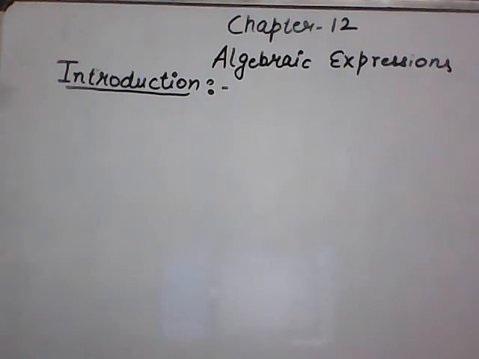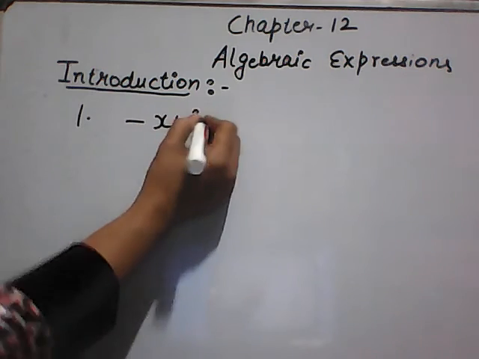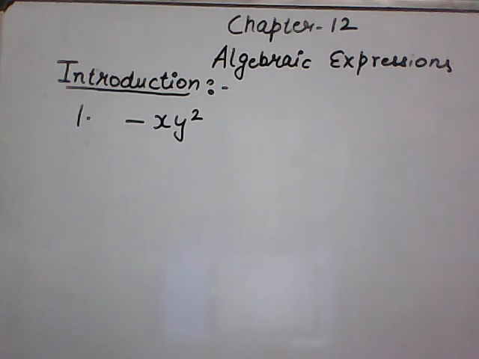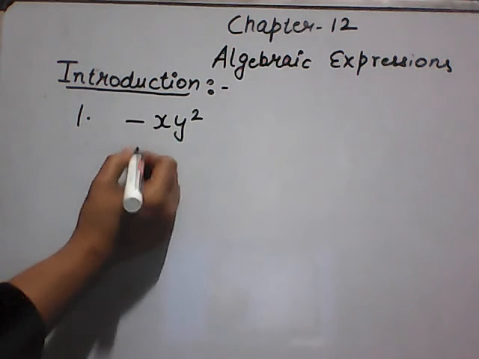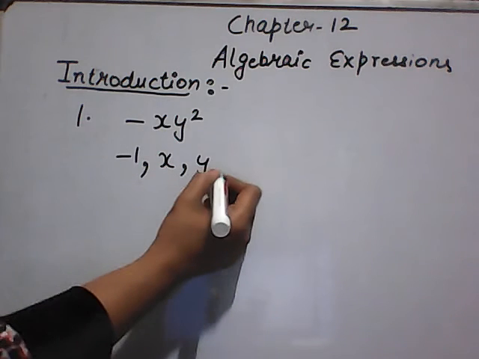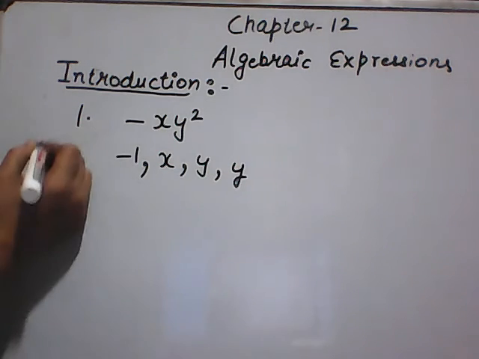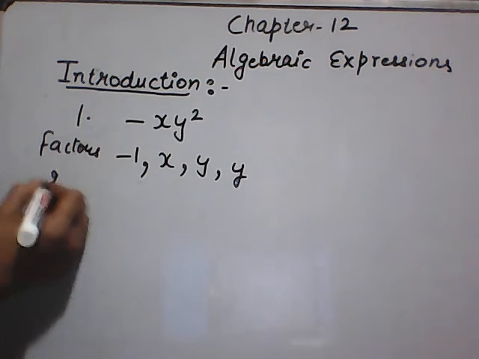Question number 1 is given to you, minus xy square. You have to find the factors of the term minus xy square. Now what are the factors? Minus, it is minus 1. It is x, and y square can be written as y and y. So these are the factors of the term minus xy square.